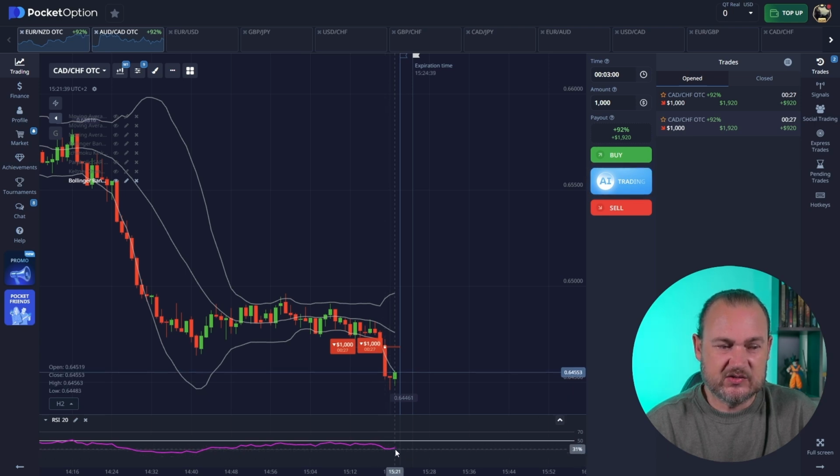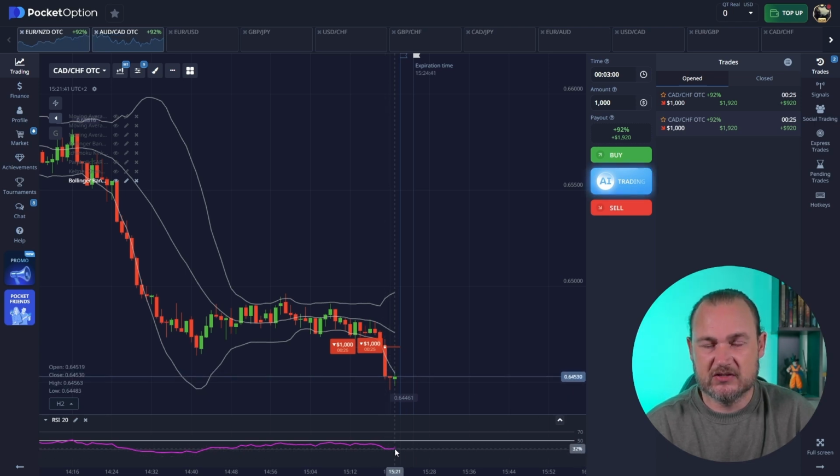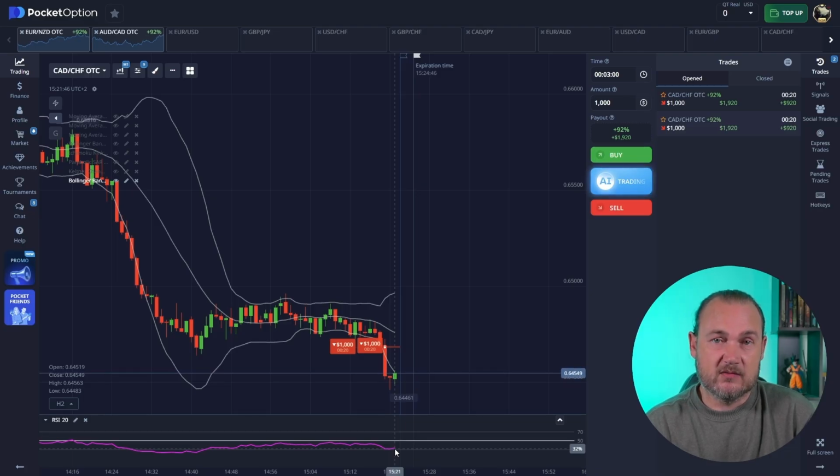But the RSI is very low at the moment. So, like I said earlier, the RSI is a momentum indicator. So this is telling me there's a lot of bearish momentum. I don't want to go against that.